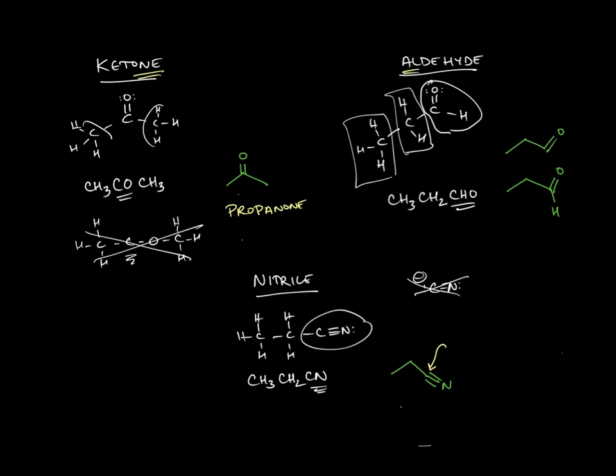A 3-carbon aldehyde is called an -al. So therefore this 3-carbon chain is propanal. A 3-carbon nitrile is a propane nitrile, and that's how we end that guy. So this guy right here is called propane nitrile. So hopefully you can see a little bit of the logic of how these names are put together.